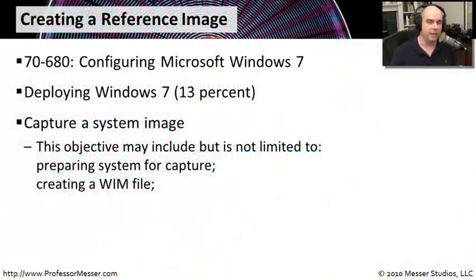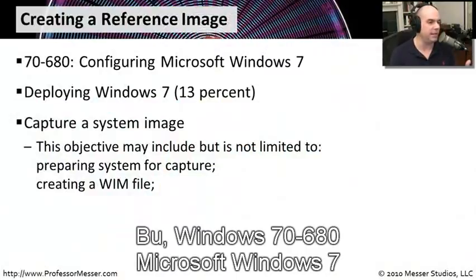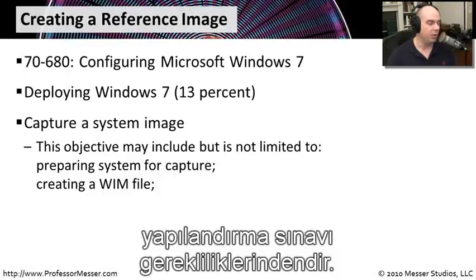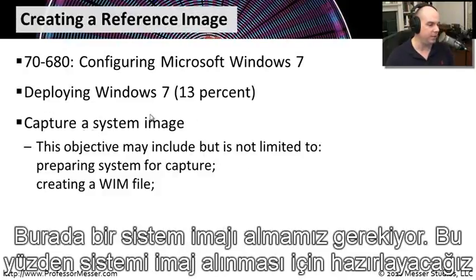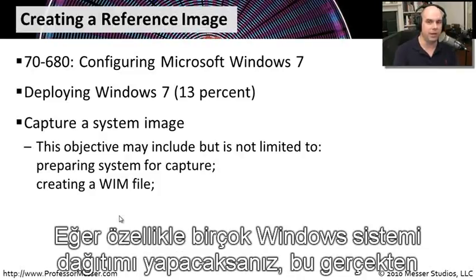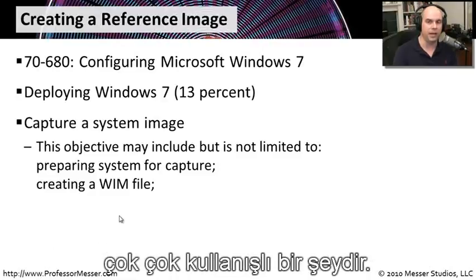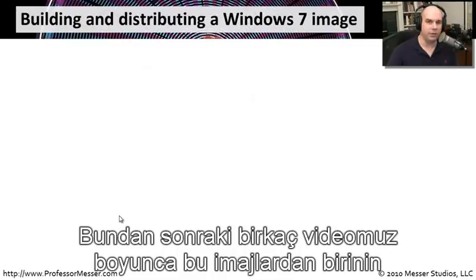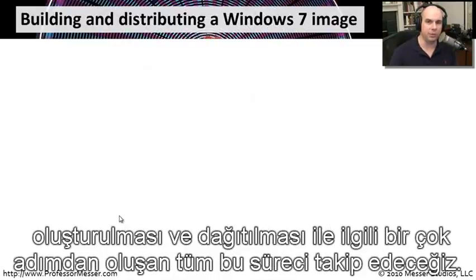our environment. This comes from the Windows 7680 Configuring Microsoft Windows 7 Certification Exam Requirements, where we need to capture a system image. And we're going to prepare a system for capture, and in our next video, we're actually going to create that WIM file. This will be a very, very useful thing to know, especially if you're going to be deploying a lot of Windows systems. Over the next few videos, we're going to really go through the entire process of creating and deploying one of these images. And there's a lot of steps involved.